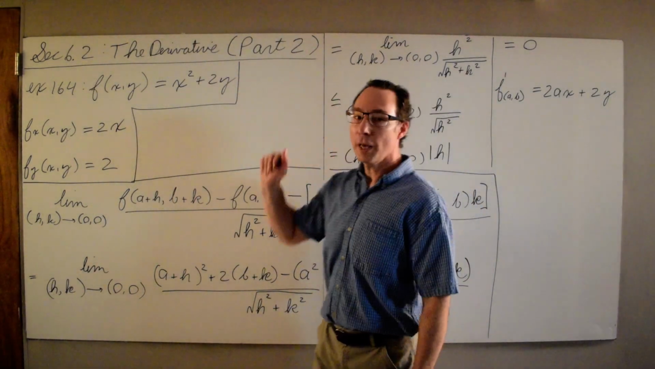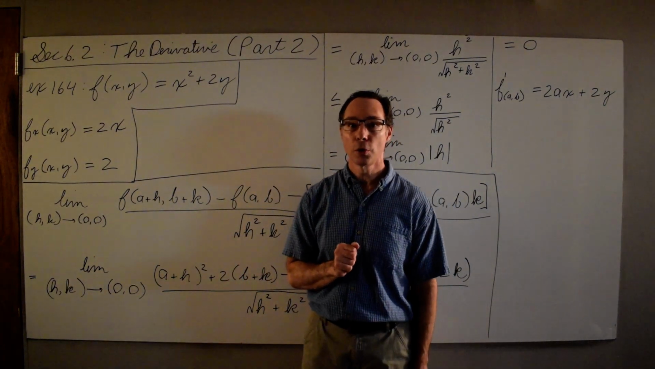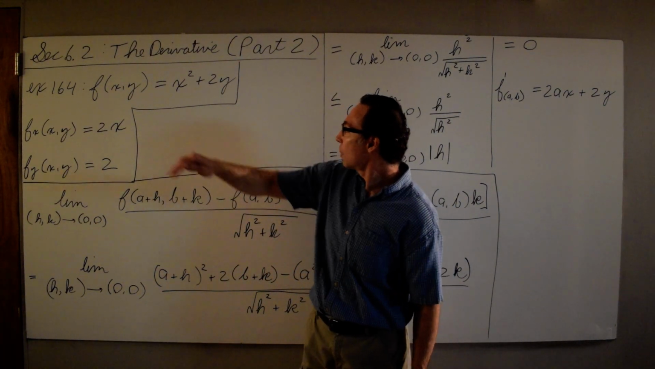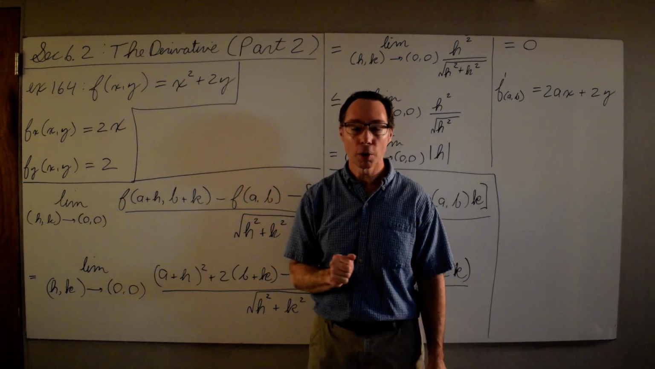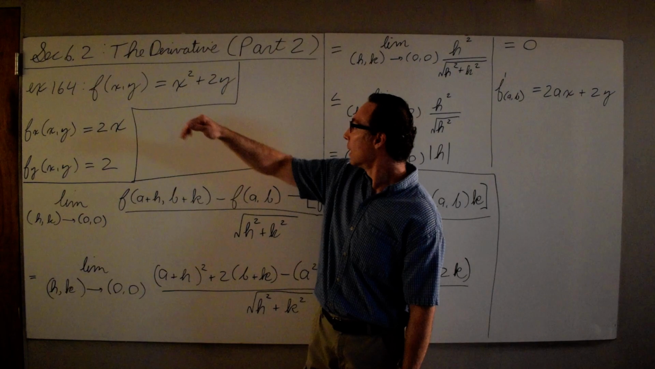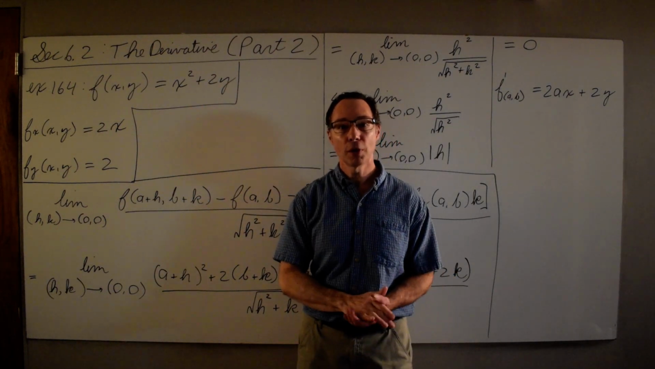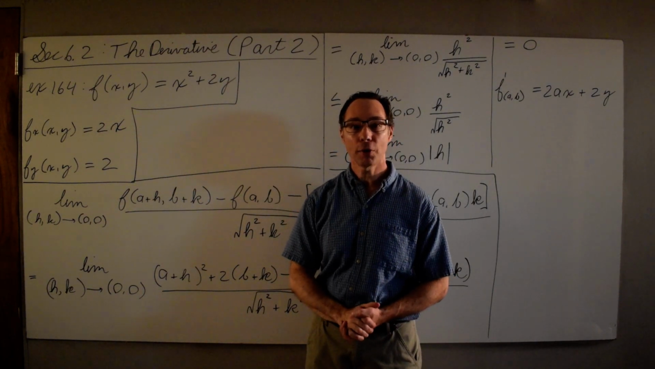This is the second video in section 6.2, the derivative. And so here we're going to look at the function f(x,y) is equal to x squared plus 2y. And we're going to do two things. We're going to prove that f is differentiable, and then we're going to calculate the derivative.